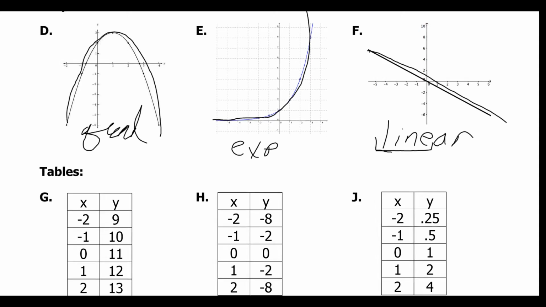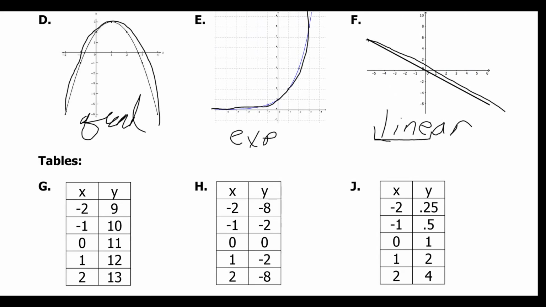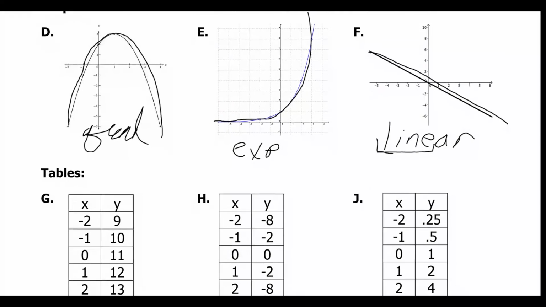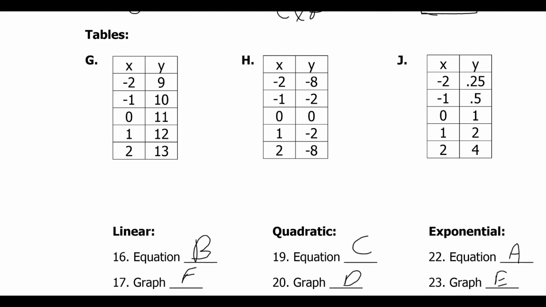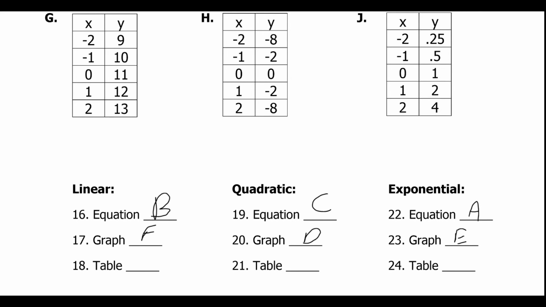So let's see, we got D is quadratic. We've got E is exponential. And F is linear. Now that's the last little bit here, these tables. Now, as we remember, we're going to look at the jumps. Plus 1, plus 1, plus 1, plus 1. That means that this must be linear. So table G is linear.